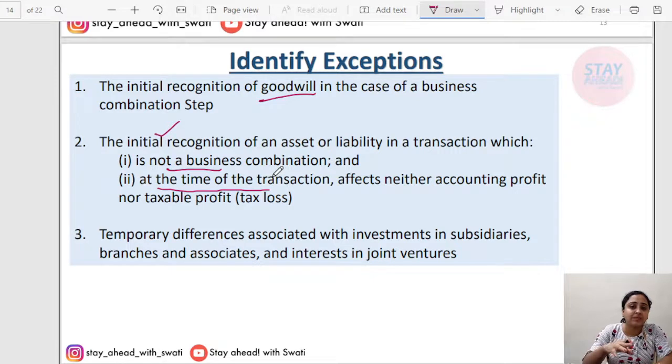If there is a certain transaction which is not impacting the carrying amount or the tax base, and not impacting either the accounting profit or the taxable profit, then it is not making any difference, so you do not need to consider it while applying Ind AS 12, while calculating DTA and DTL. Because you need to compare two things, and both are unaffected by this transaction. So this transaction serves as an exception to applying Ind AS 12. Next, temporary differences, if any, associated with investments in subsidiaries, branches, associates, and interests in joint ventures.